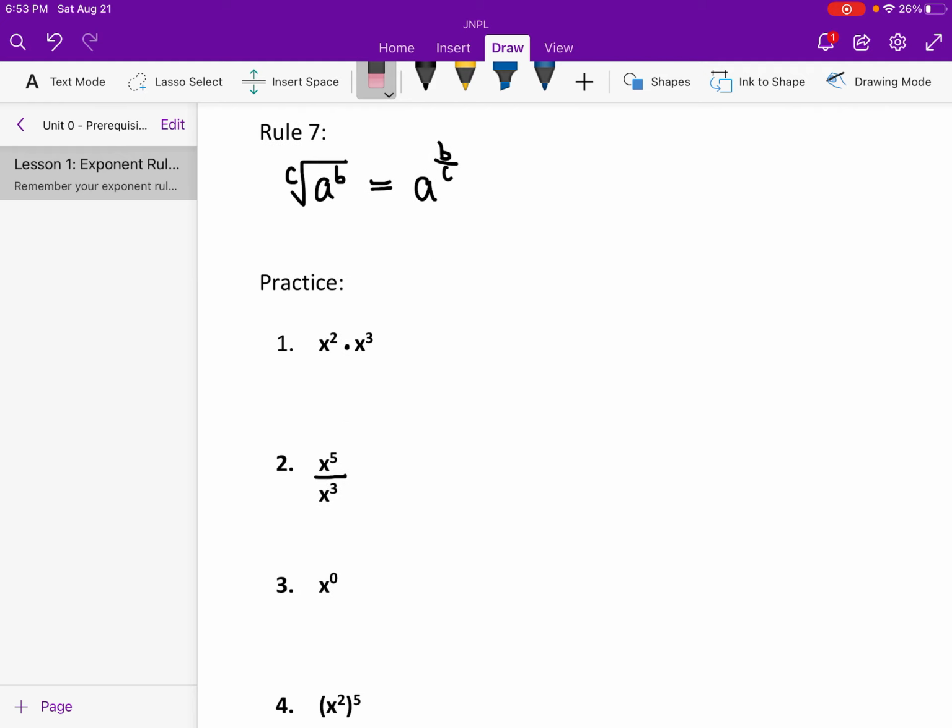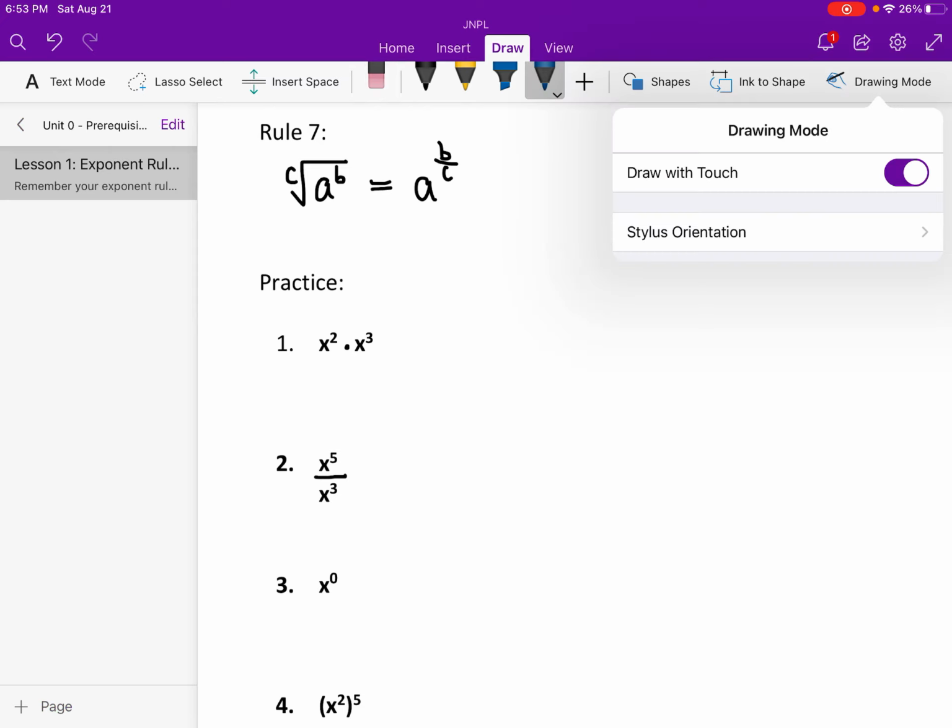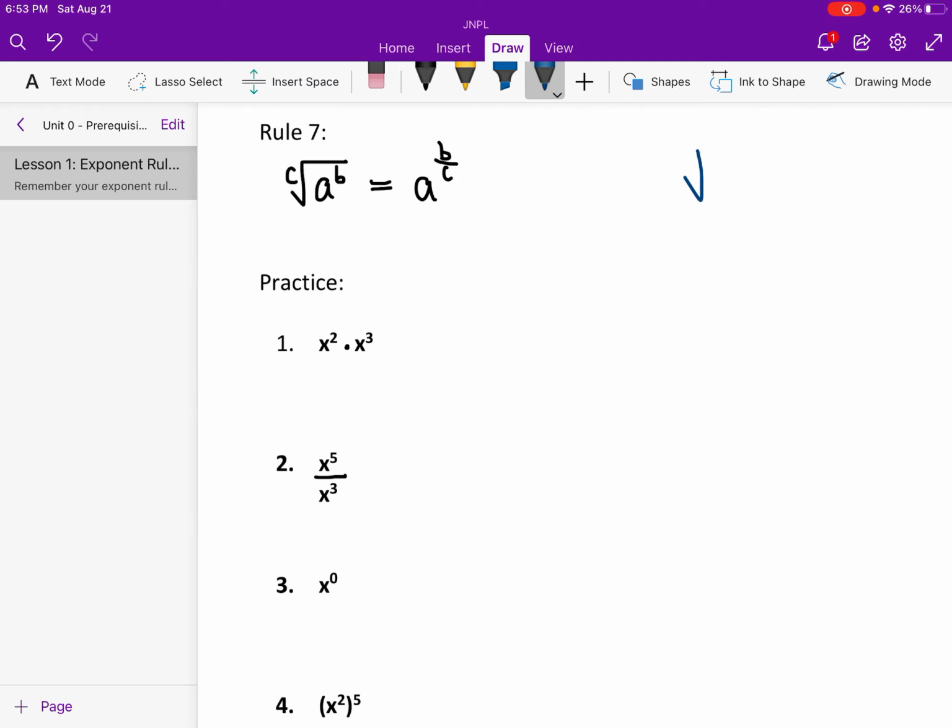Rule number 7, when you want to make a radical into an exponent, that's what you can do. So let's say you have something like, this is how this one can be useful. Let's say you have 49 to the second power, and then the square root of that. You just might be like, oh, that's dumb.